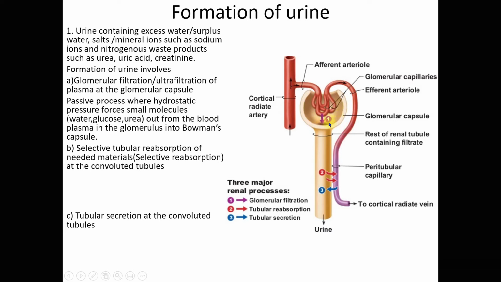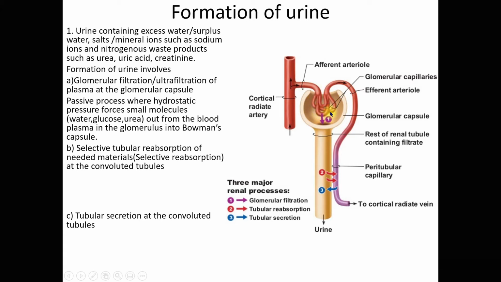Another factor contributing to this high hydrostatic pressure is the larger or wider diameter of the afferent arteriole compared with the efferent arteriole. Ini besar ni diameter dia ni. So tekanan di sini mesti kuat, sini pula tekanan rendah. Belah sini tekanan kuat. What happens to the content in the glomerular capillaries?